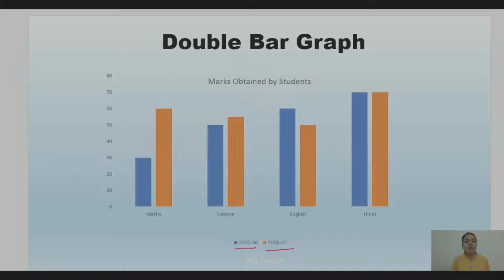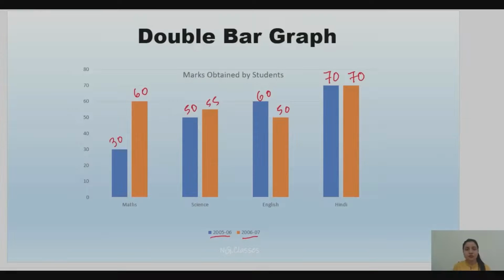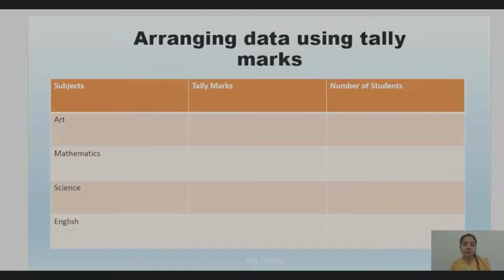In mathematics, marks obtained by the students in 5 and 6 is 30. And in 6 and 7, in mathematics only, marks obtained by the students is 60. Same way, we can take out marks of the other subjects as well. And if the question is in which subject marks obtained by the students in both the sessions were the same, easily we can say just by observing the bar graph that it's in Hindi, right?